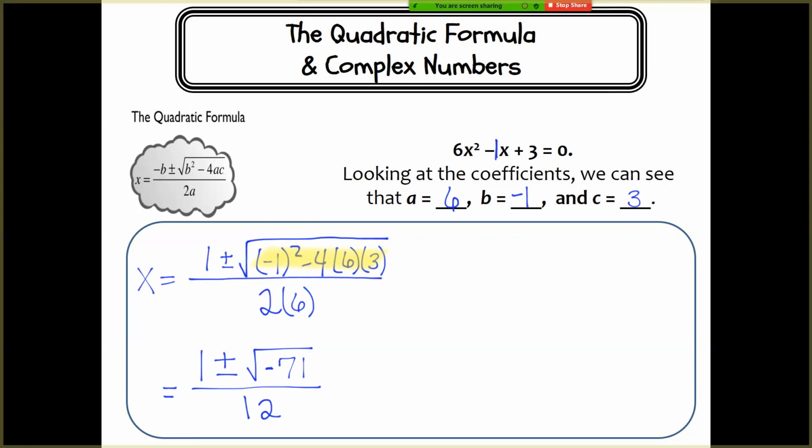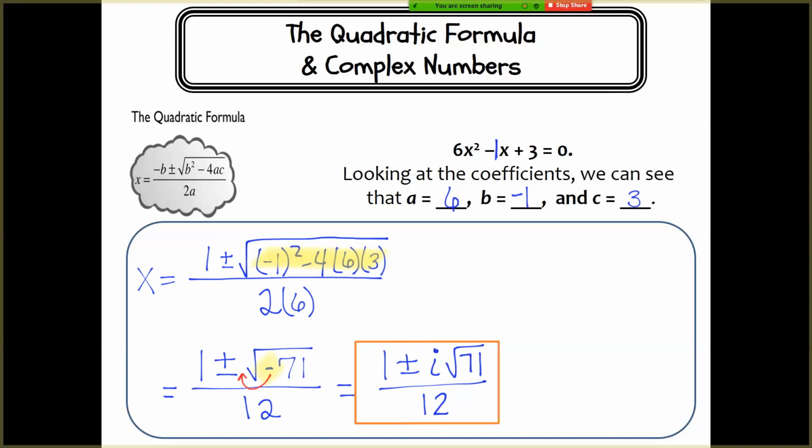No. Actually, if you look at 71, you cannot divide 71 by any perfect squares. So for our answer, there's only one thing we need to do here. We've got to get rid of this negative that's underneath our square root. Remember from earlier, if we want to get rid of a negative underneath our square root, we bring it out, and what do we make it? We make it i. So we're going to have 1 plus or minus i square root 71, all divided by 12. It does not reduce, so I'm going to leave it just like this for my final answer.